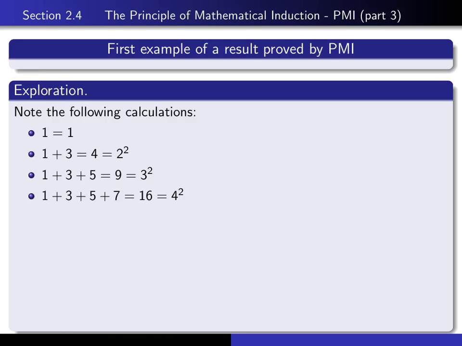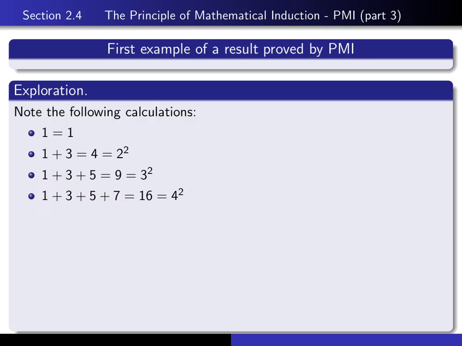What I'm doing in this sequence of calculations is calculating the sum of the first few odd natural numbers. And we notice that when you add the first two of them together, you get 4, which happens to be a perfect square. When you add the first 3 odd natural numbers, you get 9, which happens to be 3 squared. When you add the first 4 odd natural numbers, you get 16, which happens to be 4 squared.